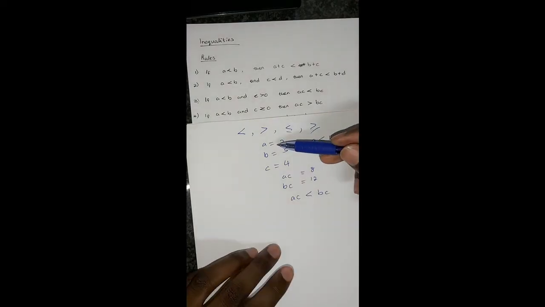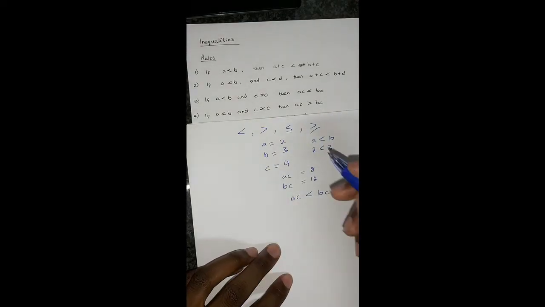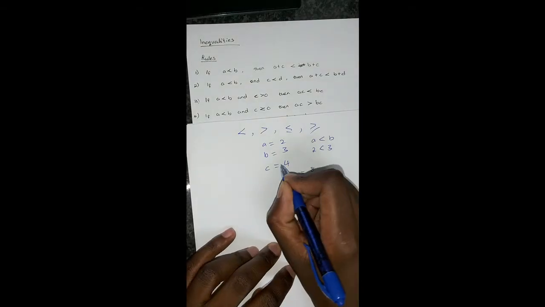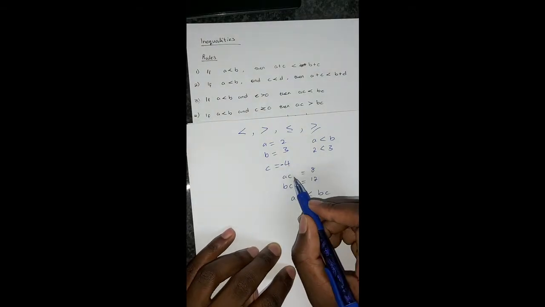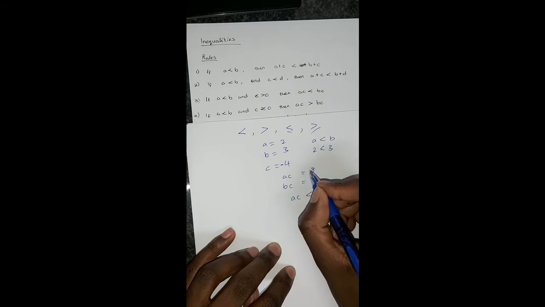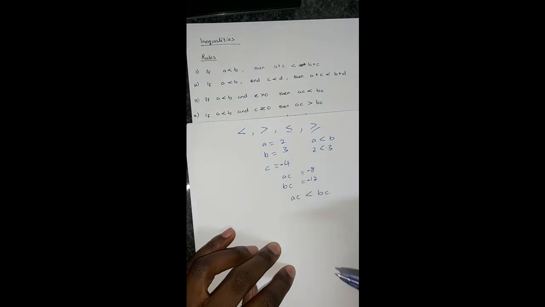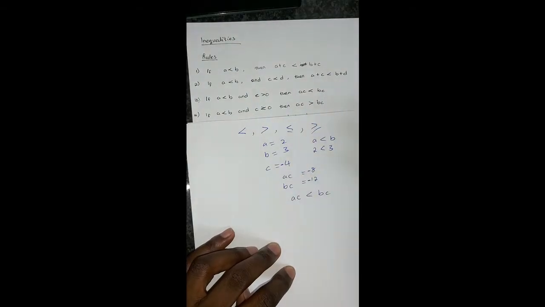Okay, so I'm just going to use these numbers again to illustrate. So let's say A is equal to 2 and B is equal to 3 and C is equal to negative 4. We'll see that AC is equal to negative 8 and BC is equal to negative 12. And negative 8 is greater than negative 12, so your AC becomes greater than BC.